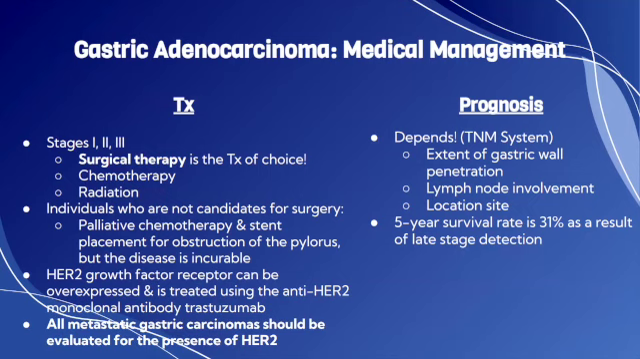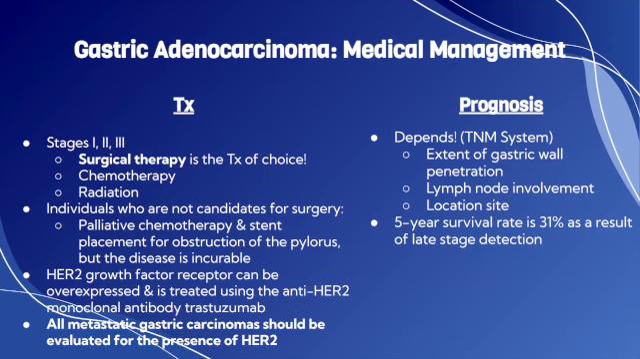HER2 growth factor receptor can be overexpressed and is treated using the anti-HER2 monoclonal antibody, and this is called trastuzumab. And lastly, all metastatic gastric carcinoma should be evaluated for the presence of HER2.